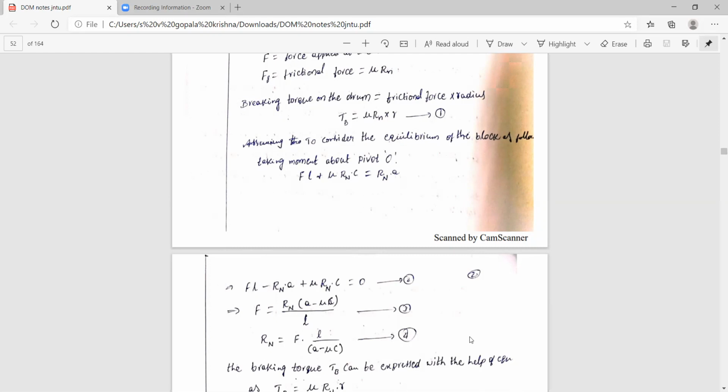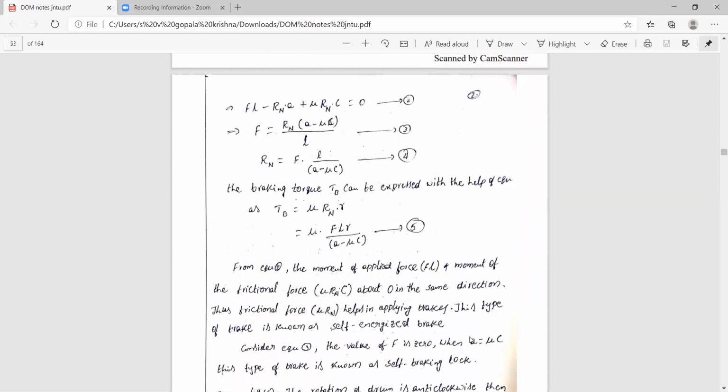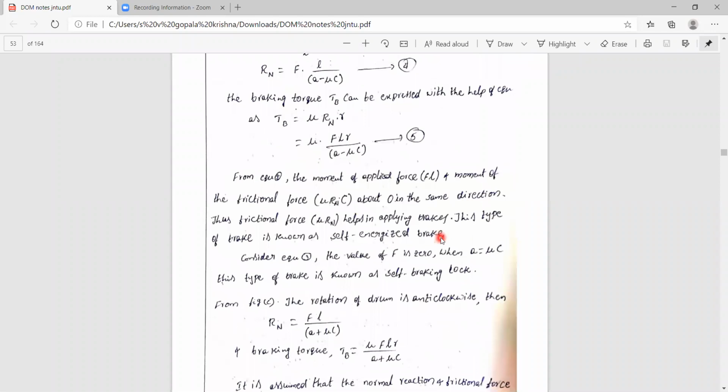When we find the value of Rn, we substitute it in equation number 1 to get the braking torque. So Tb equals mu Rn into r, which is mu into F L by (a minus mu c), into r. So Tb equals mu F L r by (a minus mu c). This is equation number 5, the braking torque acting on the single shoe brake.